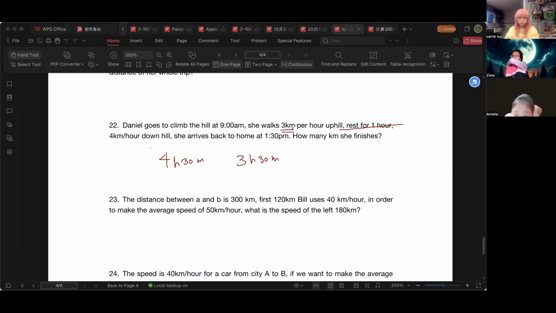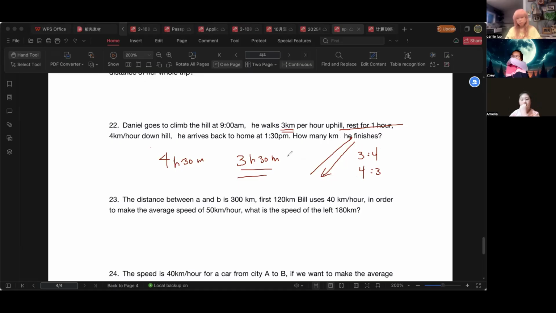Okay, so we can think about it. 3 kilometers per hour up and 4 kilometers downhill. Again, when we climb the hill, we go up and down the same distance or not the same distance? Same distance, correct? If it is the same distance, when the speed is 3 to 4, the time you spend will be 4 to 3. Remember, the same as number 21, correct? So altogether, the time being used is 3 hours and 30 minutes.